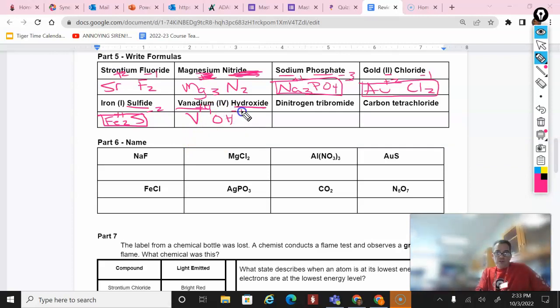So there's my hydroxide. So I need to switch up my 4 and my 1. The 1 ends up over here with the V. The 4 ends up over here with the OH, which means I need to put parentheses around it. And my formula should be V(OH)4.